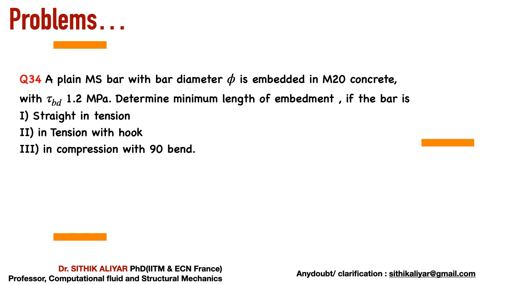So I will discuss some 2 problems to make sure you understood the bond stress, the development length, and the anchorage values. The question is, a plain MS bar, mild steel bar, of diameter phi is embedded in M20 concrete with tau BD 1.2 MPa. They are asking what is the minimum length of embedment, I will come one by one, if the bar is straight in tension. The bar is straight means there is no anchorage at all.